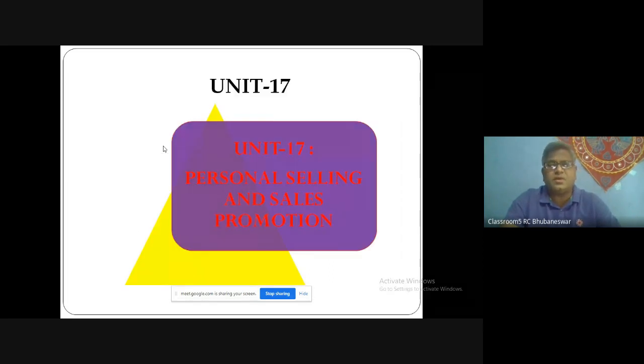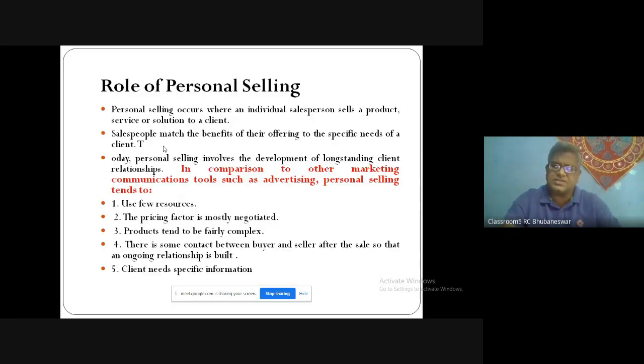My dear students, another topic is in Unit 17, that is personal selling and sales promotion. Personal selling is a first element of integrated marketing communication. In this section, you see what the role of personal selling is. What is personal selling? It means an individual sells the product, or an individual salesperson sells a product, service, or solution to the client. For example, an agent sells particular LIC products to his clients, or a banking executive sells some of the schemes to his clients. That type of offering is called personal selling.